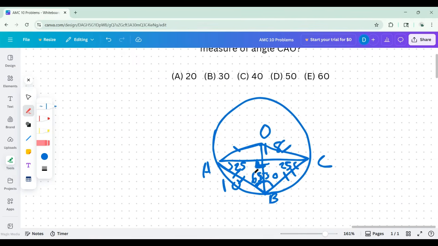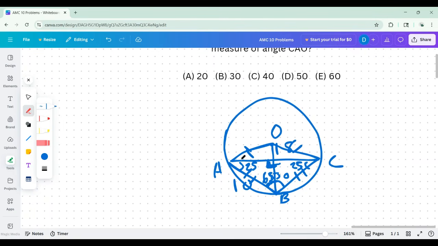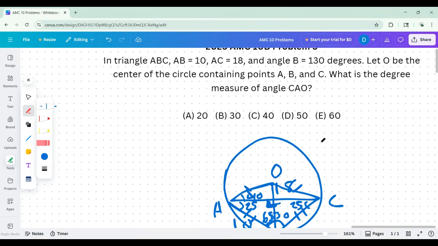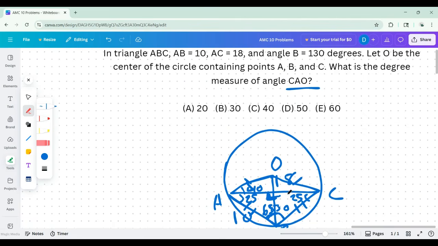Okay. And then we also know that these two sides, OA and OB, are the same because they are both radii of the circle O. So we know that OAB is 65 degrees, and then we just perform subtraction. So 65 minus 25 is 40. So we know that the angle CAO is 40 degrees.